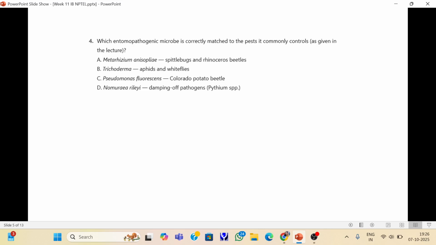Which entomopathogenic microbes are correctly matched to the pests they commonly control, as given in the lectures? So A is Metarhizium anisopliae, spittlebugs and rhinoceros beetles. B, Trichoderma, aphids and whiteflies. C, Pseudomonas fluorescens, Colorado potato beetle. D, Trichoderma, damping off pathogens, Pythium species.